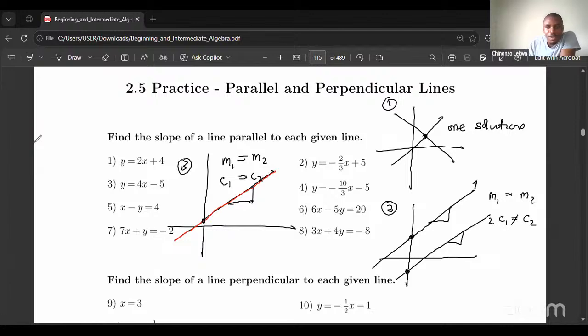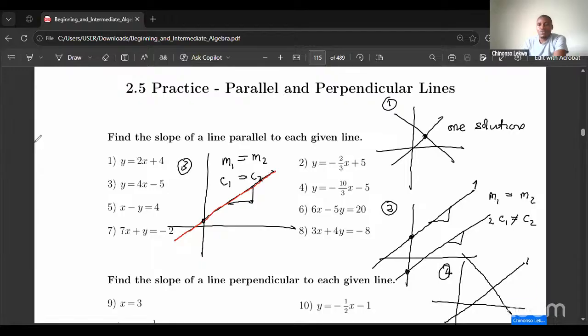We have a fourth case where the two lines are perpendicular. So let me draw it here. This is case 4. Let's assume you have a line. Line 1 is at this. So this is line 1. And then you plot line 2, and it appears to be perpendicular such that they intersect at a right angle.